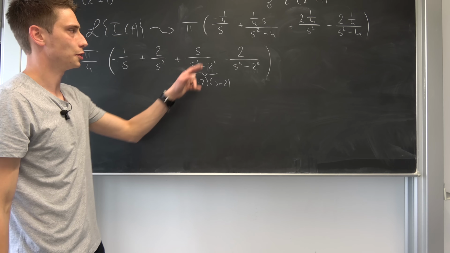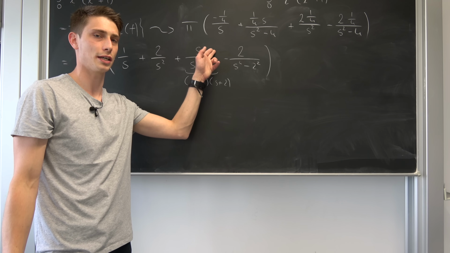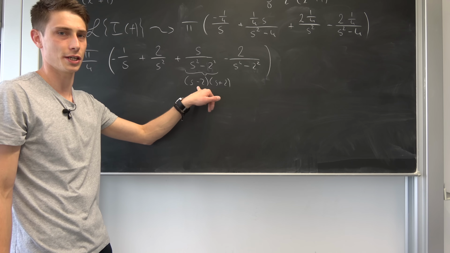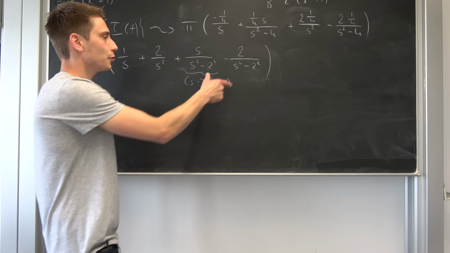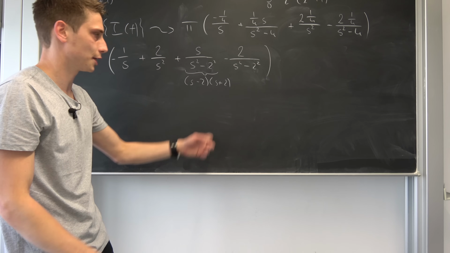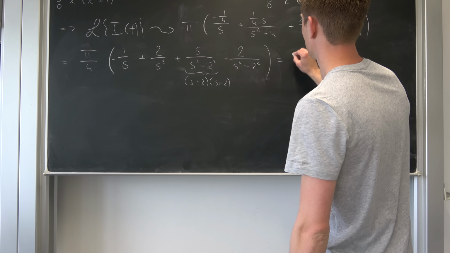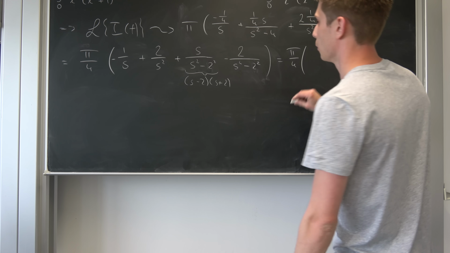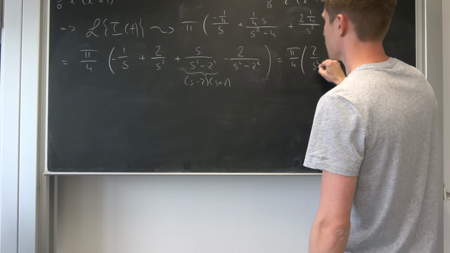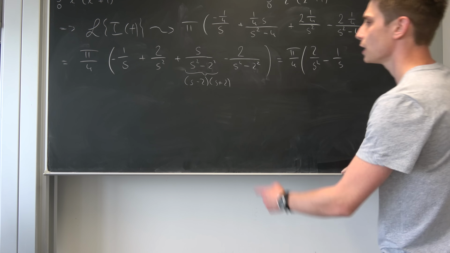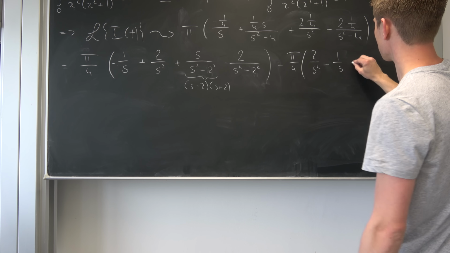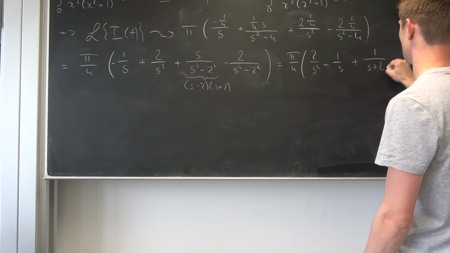So in the numerator we have s minus 2 as a factor, and also in the denominator. So we can cancel those out. And those two added together are just 1 over s plus 2. So let's conclude. We end up with pi over 4, and then we have 2 over s squared minus 1 over s, and we also have positive 1 over s plus 2.